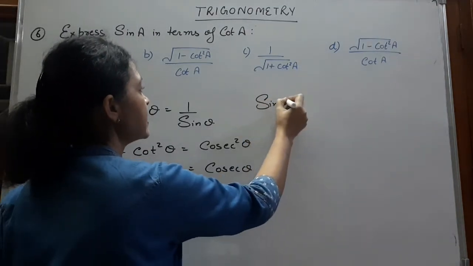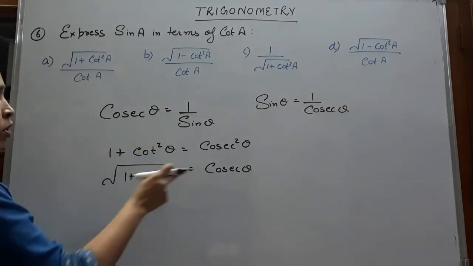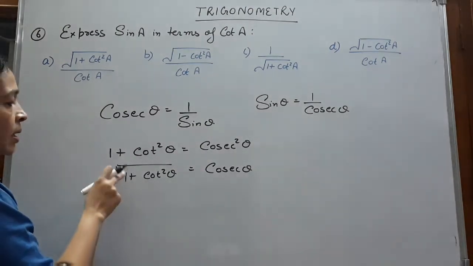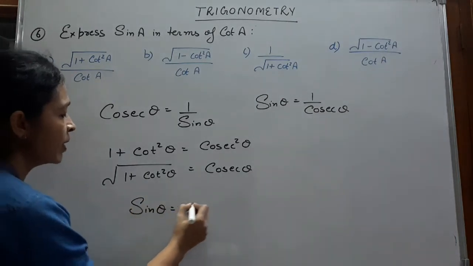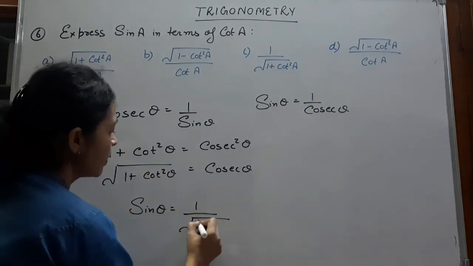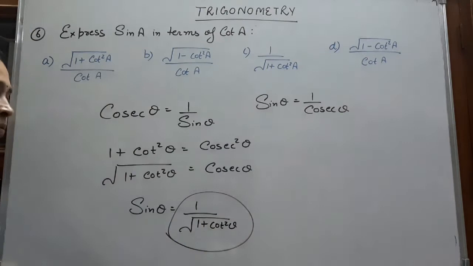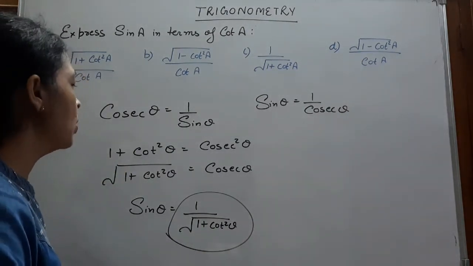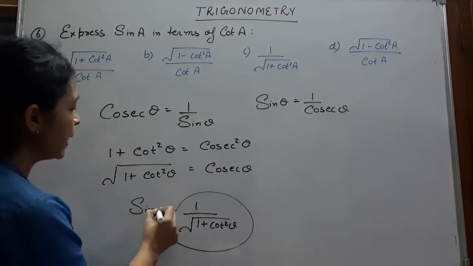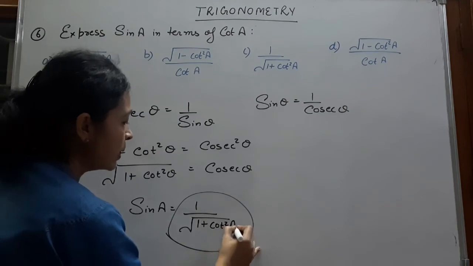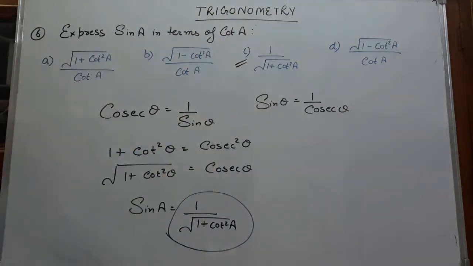Now we have to find the value of sin theta. Sin theta can be written as 1 by cosec theta. So we have cosec theta in the form of cot as the square root of 1 plus cot square theta. So sin theta will be 1 upon the square root of 1 plus cot square theta. This is the value of sin theta. We have written sin theta in the form of cot theta. You have to write in form of A. So we can write sin A as 1 upon the square root of 1 plus cot square A. So which is our correct option? Option C is our correct option.